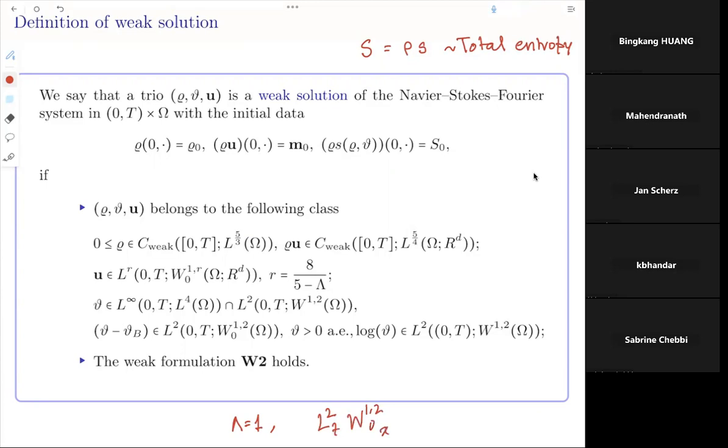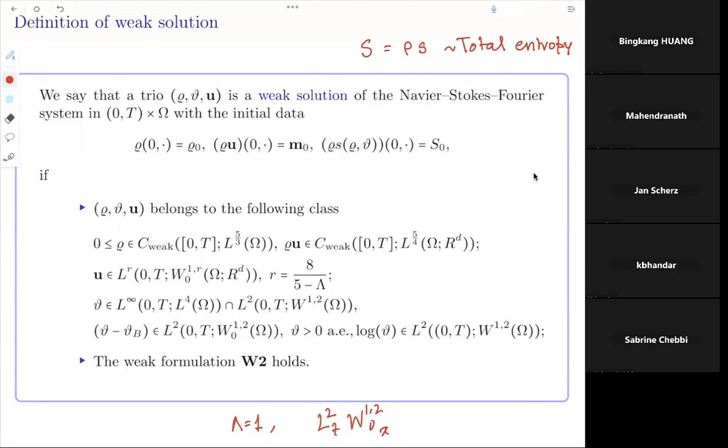And then theta is the temperature, which is also in a very nice space because of this internal energy balance of some power. And some other regularity of theta and log theta will occur. Okay, so this completes the definition of the weak solution.